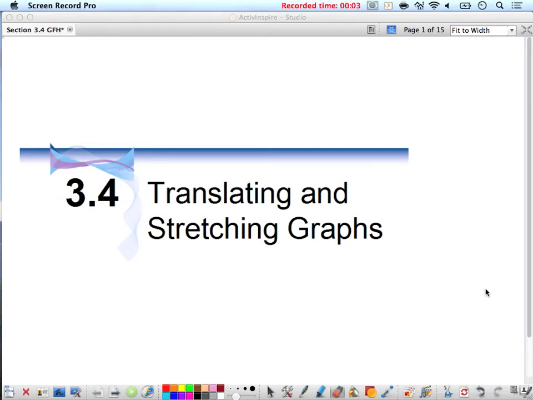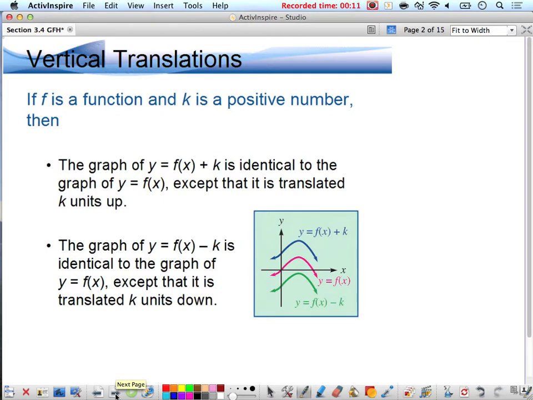Section 3.4, translating and stretching graphs. So the first thing we want to talk about are vertical translations. I'm going to give you a basic function, and we're going to apply some different rules to it that will move it around and shift it different ways. These will shift it up or down vertically.